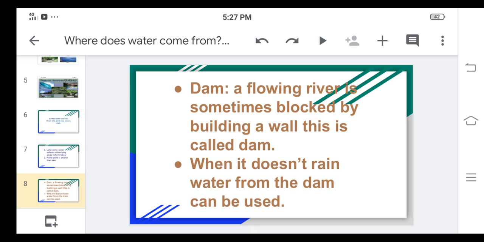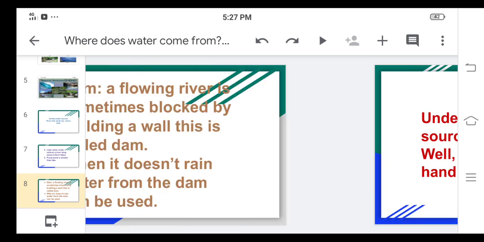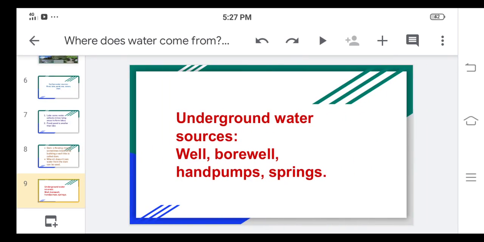When it doesn't rain, water from the dam can be used. Whenever there is a shortage of water due to drought or lack of rain, at that time you can use the water which is stored in the dam. Okay, now we have seen about the surface water.